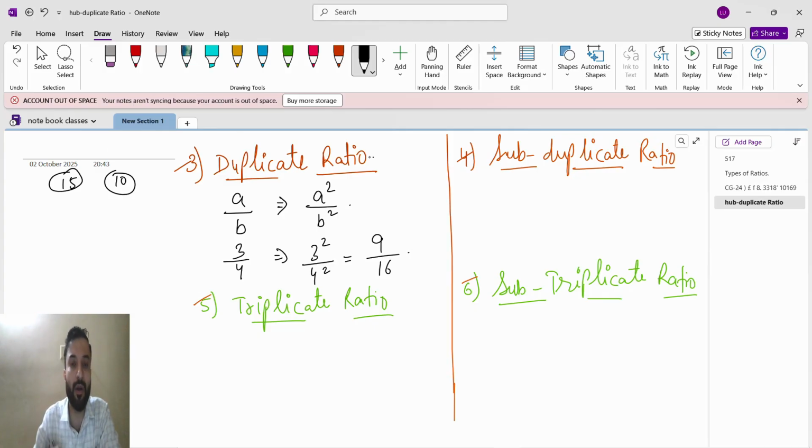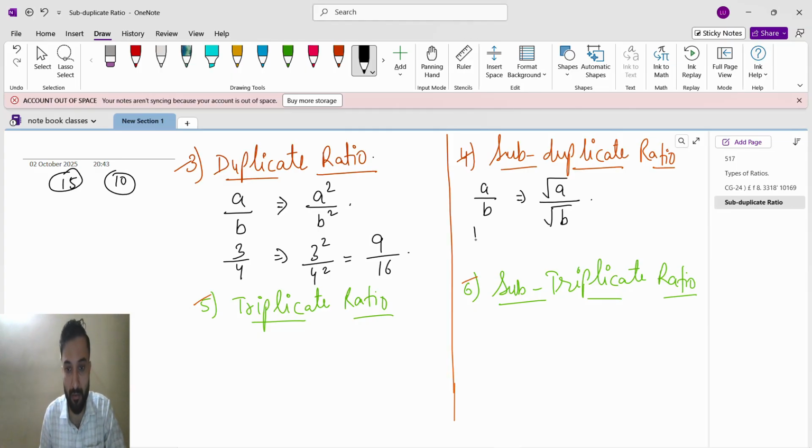So what does duplicate ratio mean? If any ratio is given and we have to find its duplicate ratio, we will take the square of the ratio. So it becomes the duplicate ratio. Now next is the subduplicate ratio. Subduplicate ratio means, suppose any ratio is given, we will take the square root of that ratio, and we will get the subduplicate ratio.